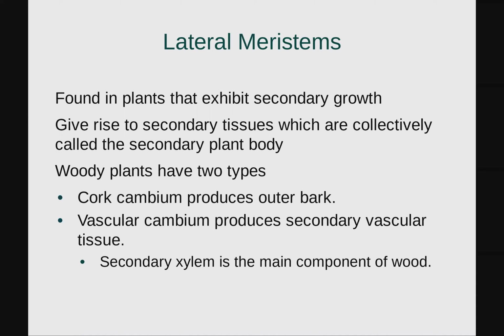Now, lateral meristems give rise to secondary tissues, which are then collectively called the secondary plant body. Typically speaking, this growth is what we see in woody plants. Most trees that you see out there are woody plants. We have a couple pieces. We have the cork cambium, which produces outer bark, the vascular cambium, which produces secondary vascular tissue, and secondary xylem being the main component of wood.